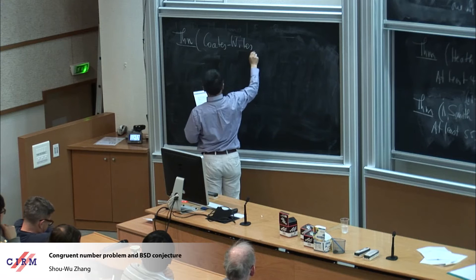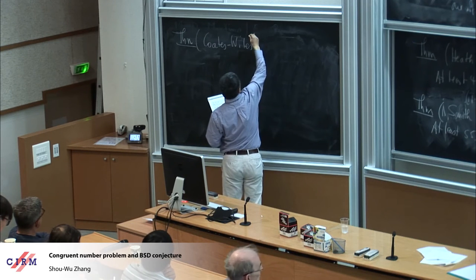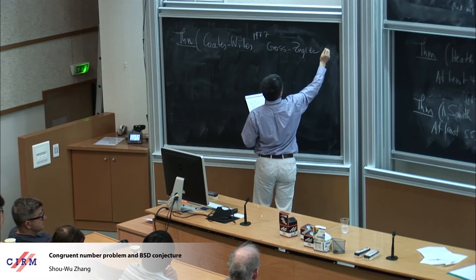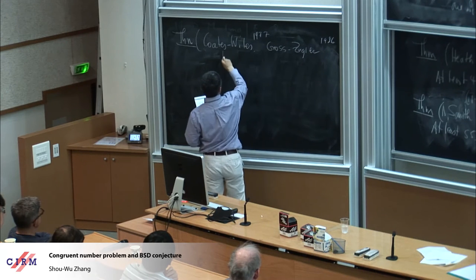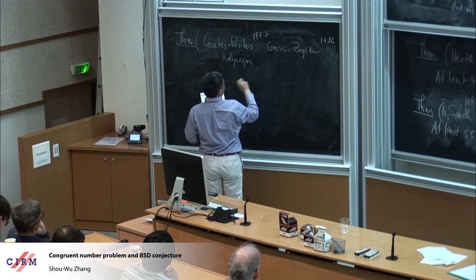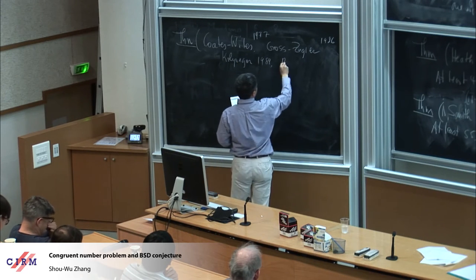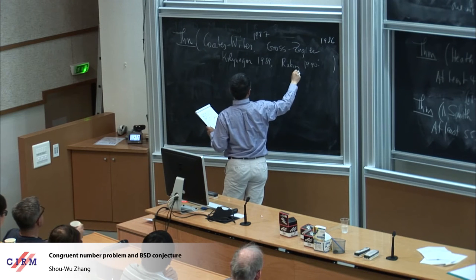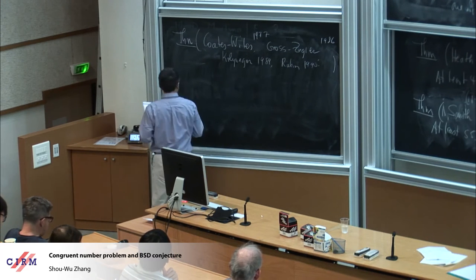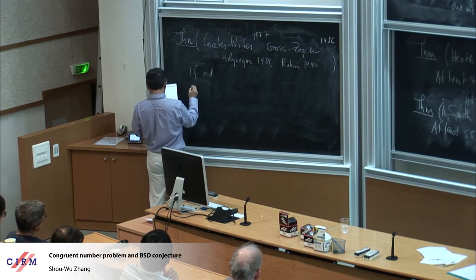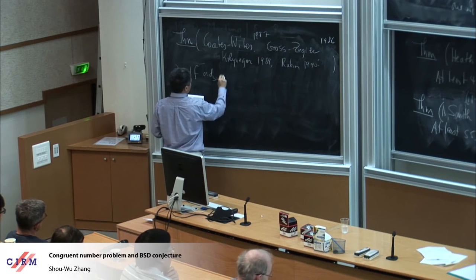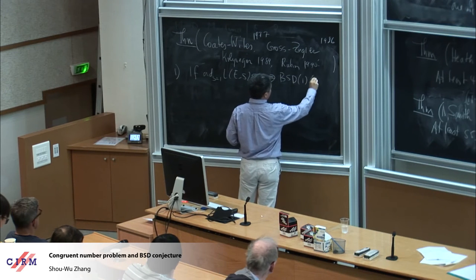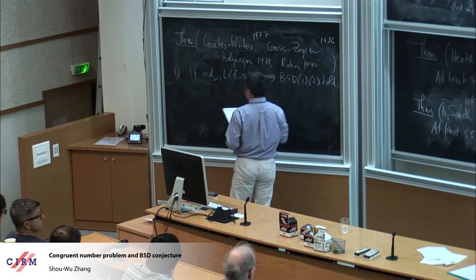Coates-Wiles in 1977, and Gross-Zagier in 1986, Kolyvagin probably 1989, and Rubin 1990, I guess, I forget that. Anyway, so these two are about CM elliptic curves. These two are about arbitrary elliptic curves. So basically, they have two parts: if the order of vanishing of L(E,s) is less than or equal to 1, then the first part and the second part of BSD hold. There's no problem.